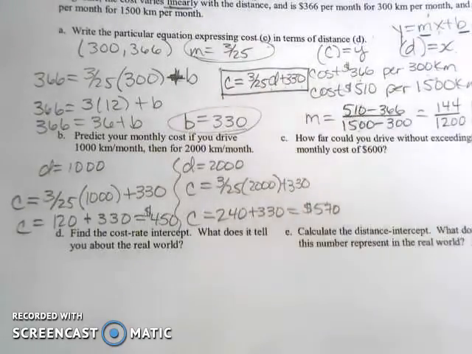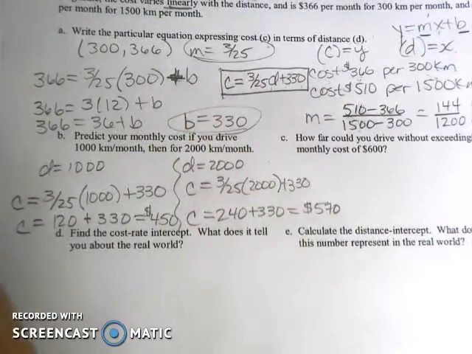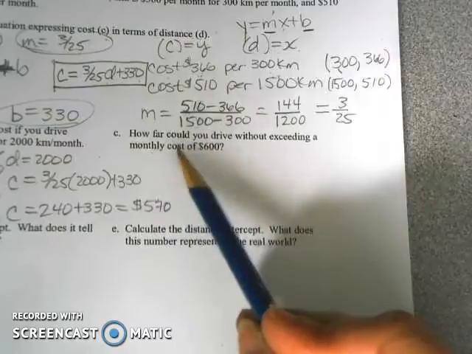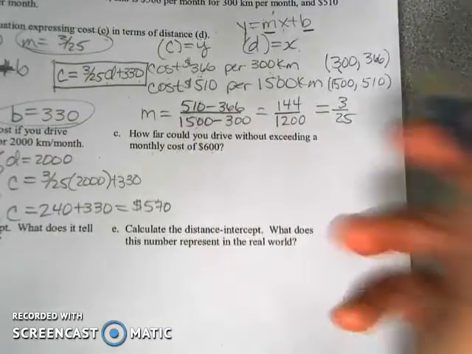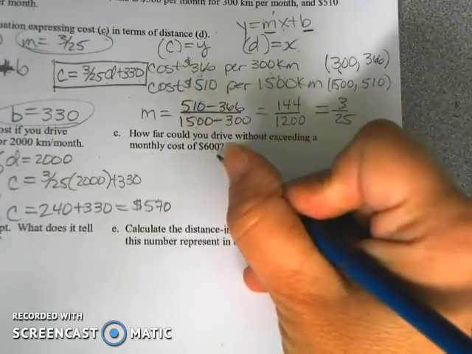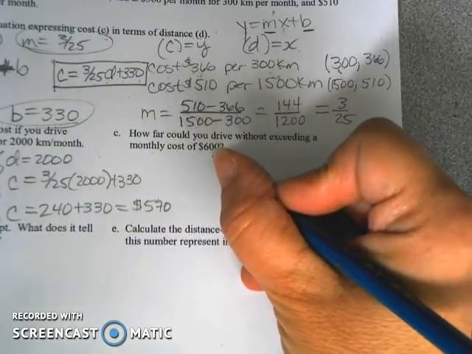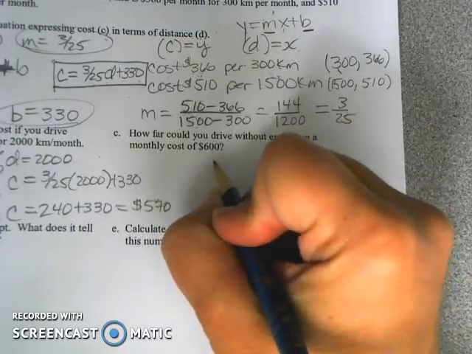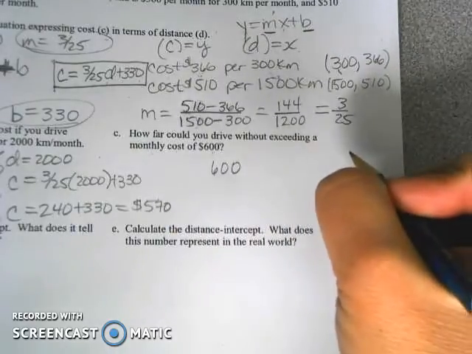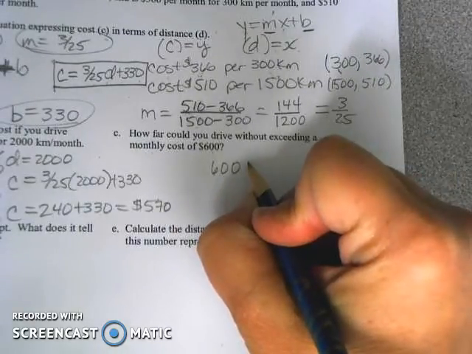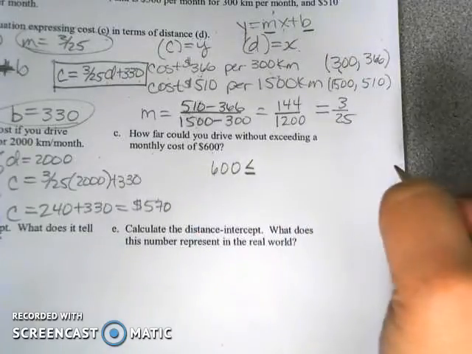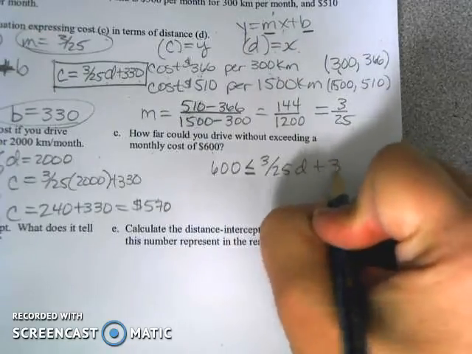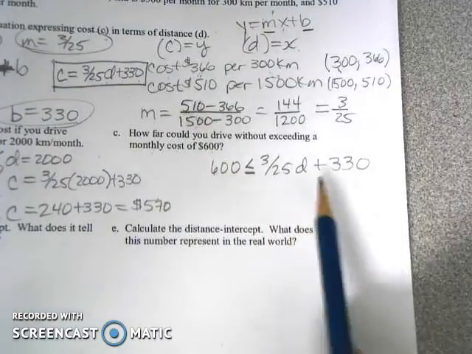$570 for 2,000 kilometers. This next question is asking, how far could I drive without exceeding a monthly cost of $600? In other words, $600 is the total maximum that I could spend. All right, so if we're talking about a maximum, what we're saying is that $600 is the most. We have to stay either under or equal to $600 in this case in order to stay within budget. So I'm trying to solve for my D value.